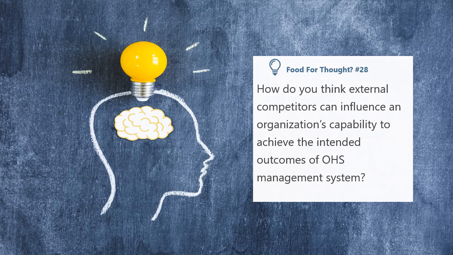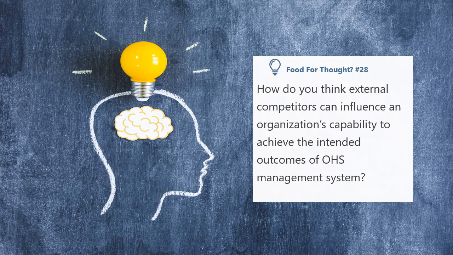So, based on this clause, here is a food for thought. How do you think external competitors can influence an organization's capability to achieve the intended outcome of its OHS management system? Pause this slide and think of the answer before I explain.